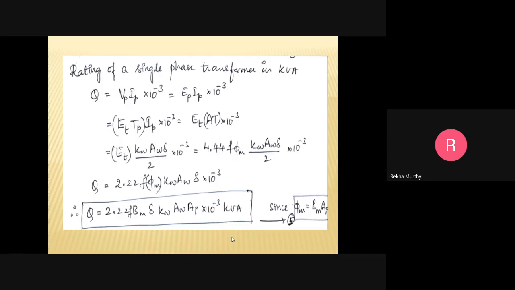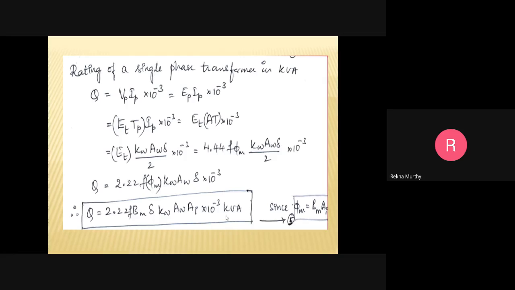Done? Okay. See here, based on this, the question they will ask is to derive the output equation of a single phase core type transformer. The formula is the same for core type and shell type. Even if the question is twisted, for a single phase the output equation is: f into Bm into Ai into Kw Aw into delta into 10 power of minus 3, with the constant 2.22.